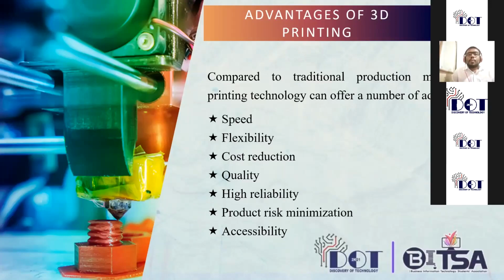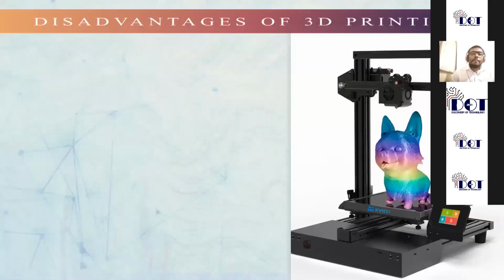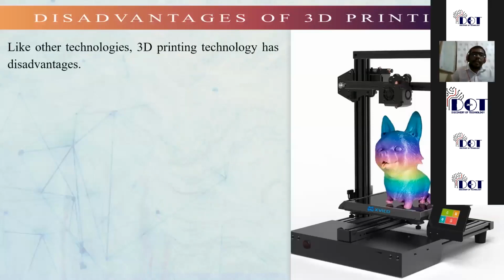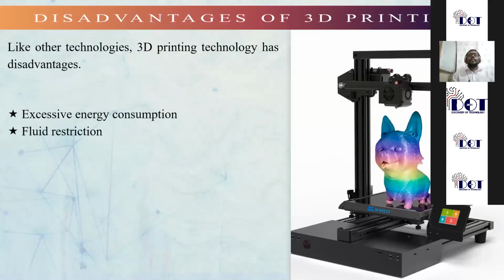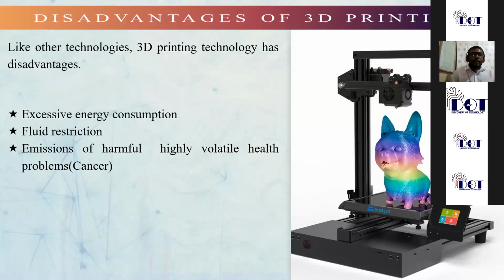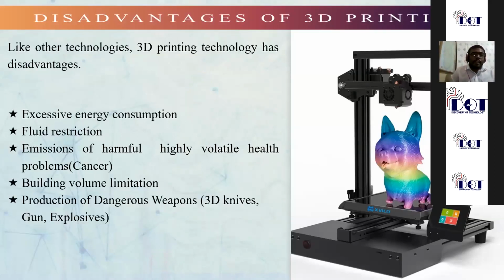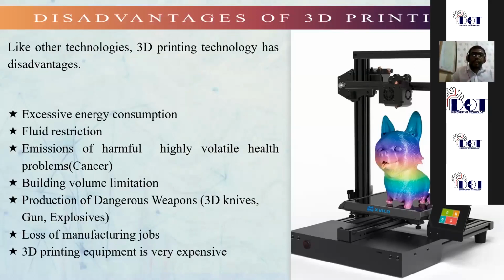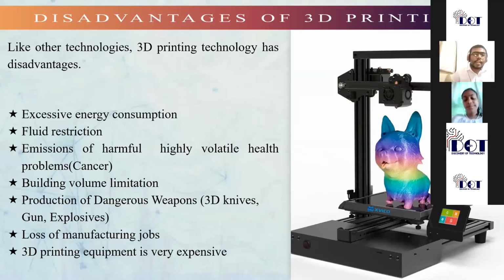So I think now we can move to disadvantages of 3D printing technology. The next slide. Here are also some comparative disadvantages of 3D printing technology with other technological means in the manufacturing field. You can see disadvantages like excessive energy consumption, fluid restriction, and some health issues like cancers because of the emission of some toxic gases and other things, building volume limitation, loss of manufacturing jobs, and so on. Those are the prominent disadvantages of 3D printing technology.